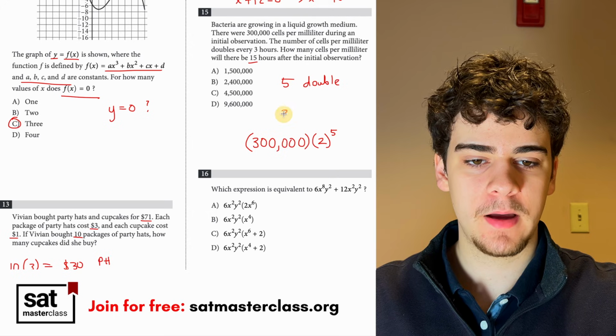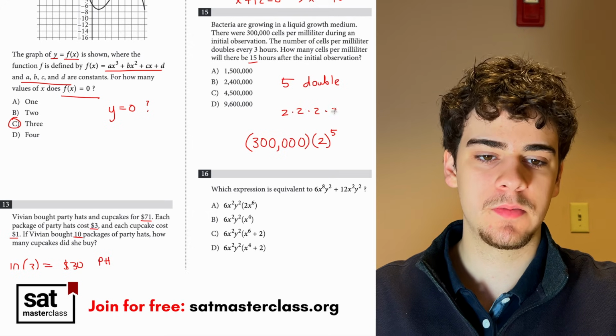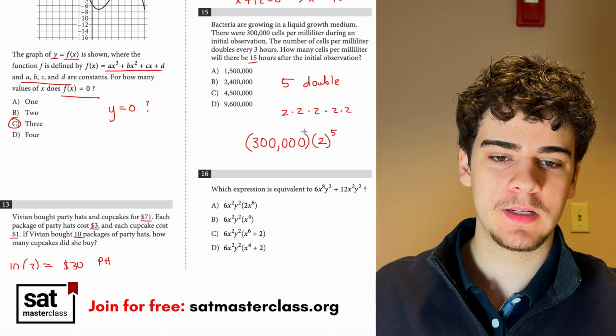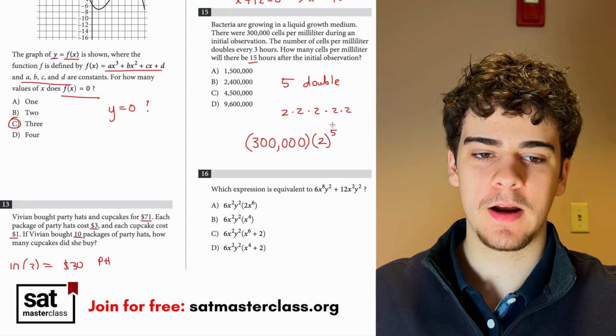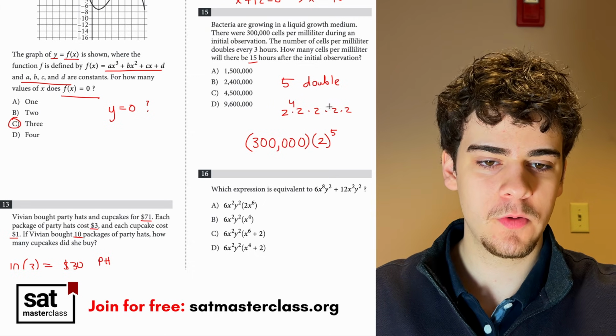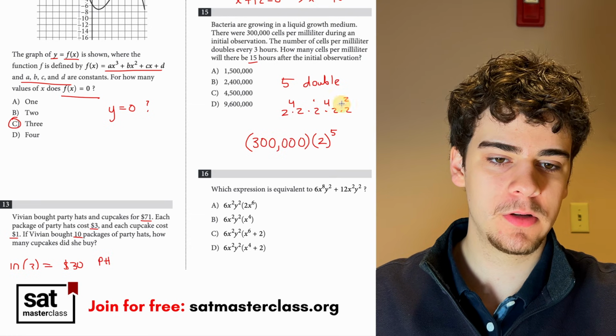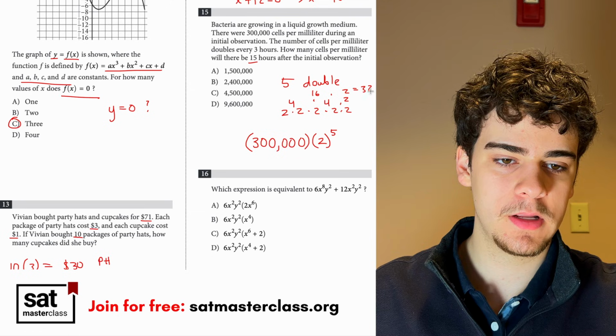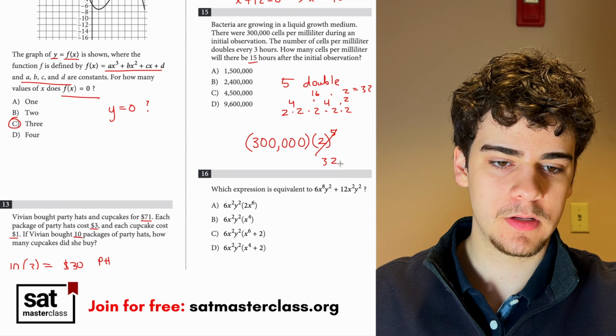So 2 to the power of 5 is just going to be 2 times 2 times 2 times 2 times 2. So once again, you could just plug this into Desmos when you have it, but I'm just showing you how to do it without a calculator. So 2 times 2 is 4, 2 times 2 is 4, then we have a 2. So 4 times 4 is 16, 16 times 2 is 32. So 2 to the 5th is 32.